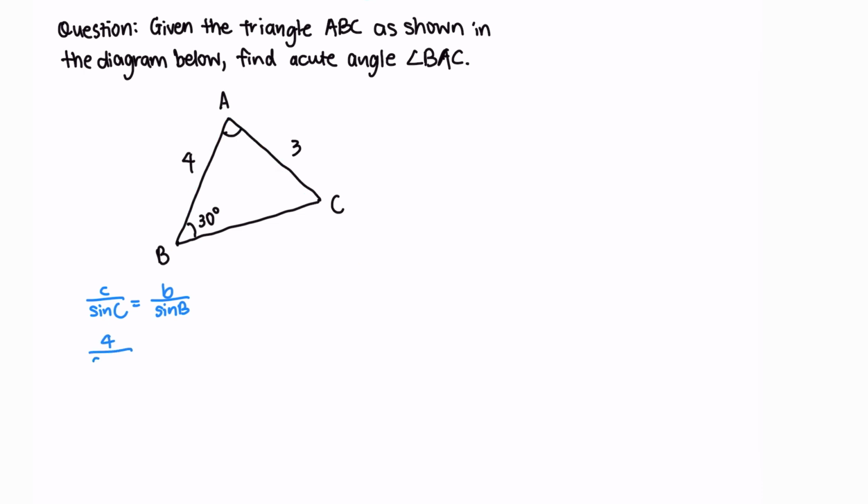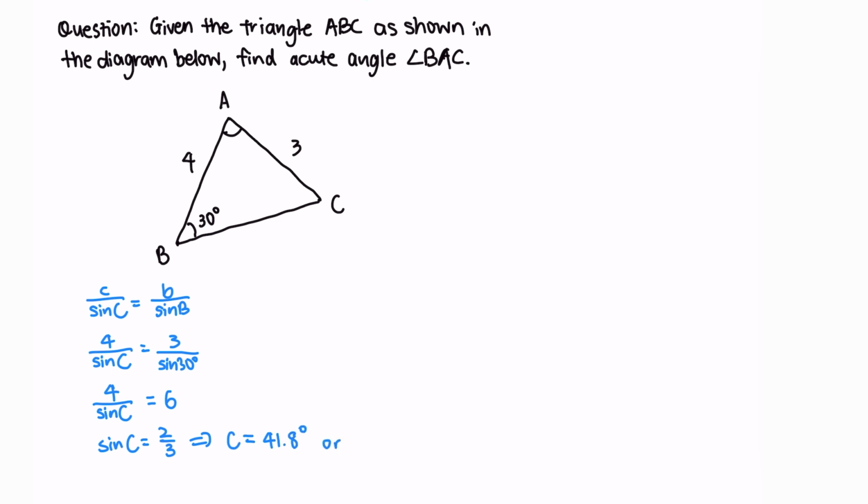Let's do this. We have 4 over sine C equals 3 over sine 30. Now if you watch the special angles video, which should be about 1 or 2 videos later, you'll know that sine 30 degrees is actually equal to half. So this right hand side will just be equal to 6. So we have this equals 6, and this is 4 over sine C, which means that sine C will be equal to 2 over 3.